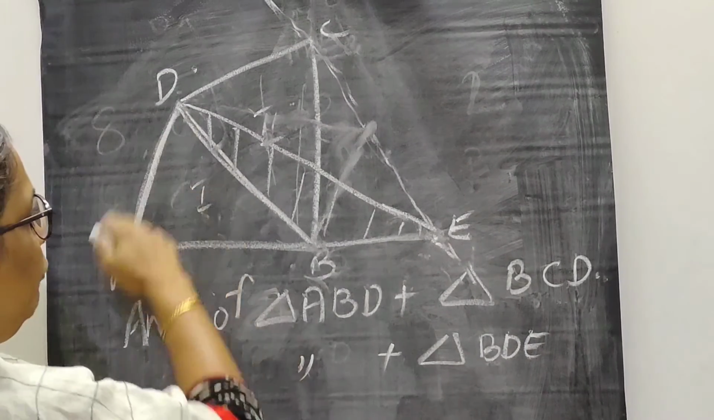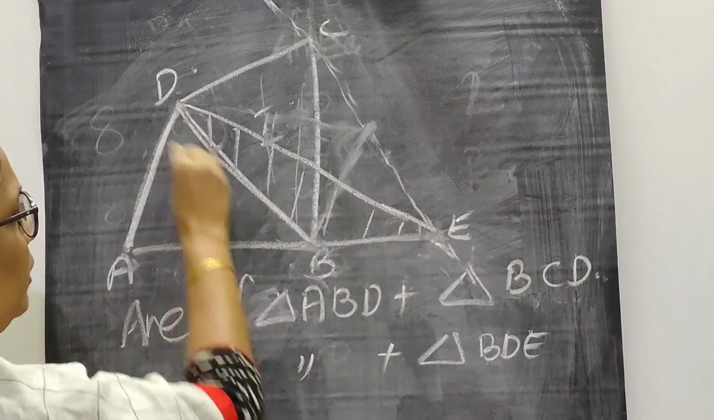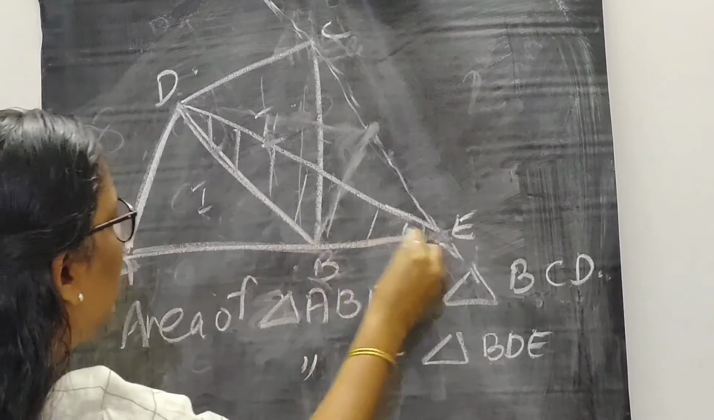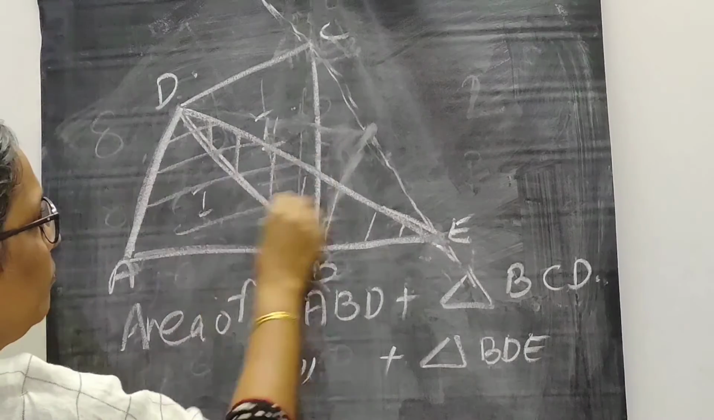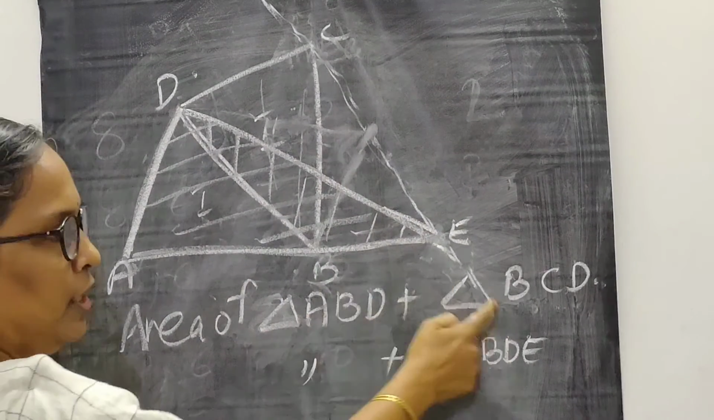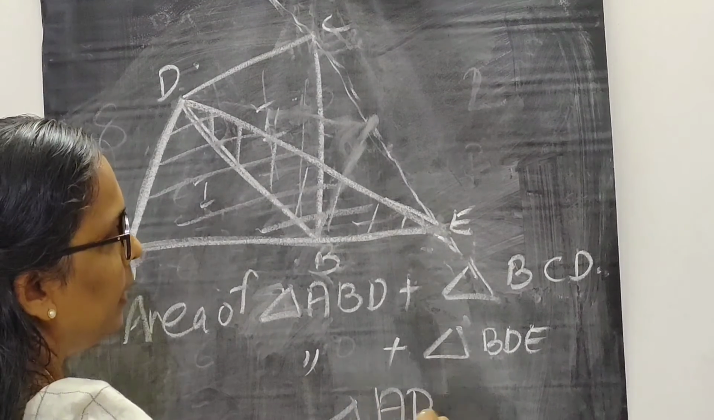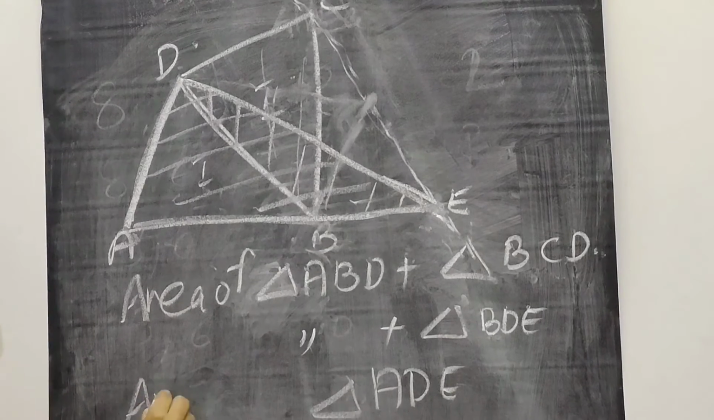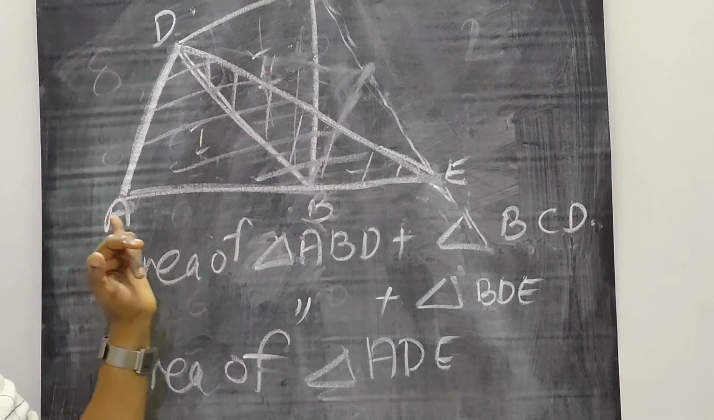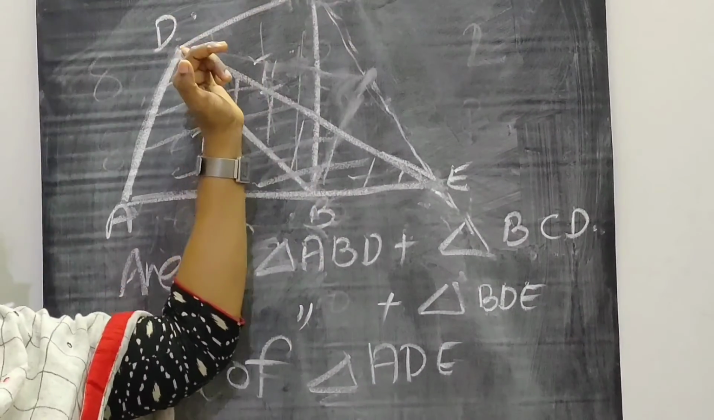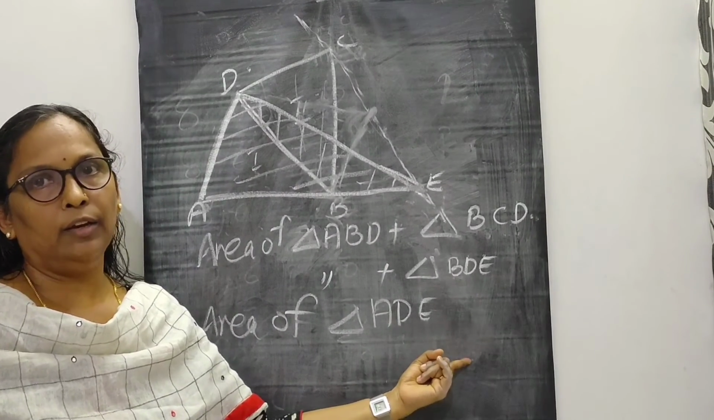Now look at the whole figure. Here A is a point, and D and E. If we join these, what do we get? Now we get a triangle ADE. If we join these two areas, we get the area of triangle ADE. So what we got here? The quadrilateral ABCD is now changed into a triangle ADE.